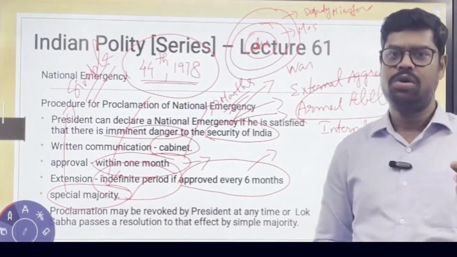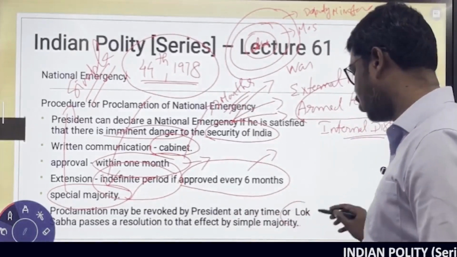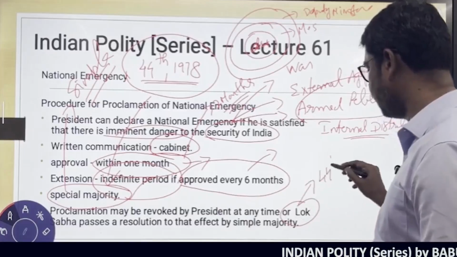There is an alternative route by which the national emergency can be brought to an end. The alternative route was brought in by what is called the 44th Constitutional Amendment Act.